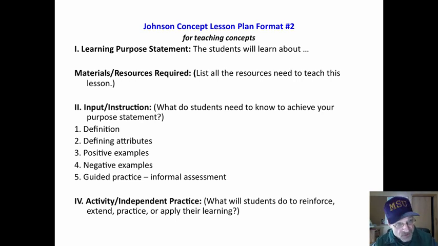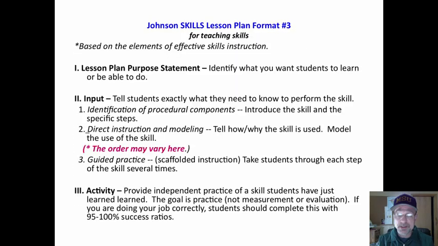You provide positive examples and negative examples, and some sort of guided practice where students have to identify examples of the concept, which gives you a chance for some informal assessment. And then, again, an activity or independent practice where students do something to reinforce, extend, practice, or apply what they have learned. Concept, different than the basic lesson plan form.